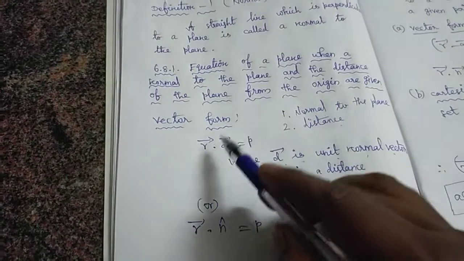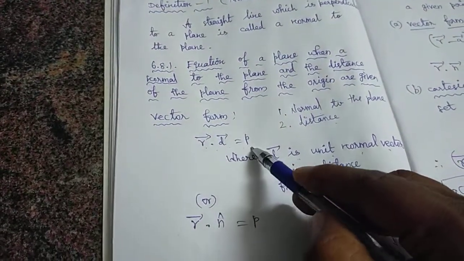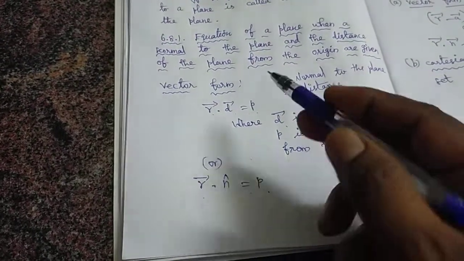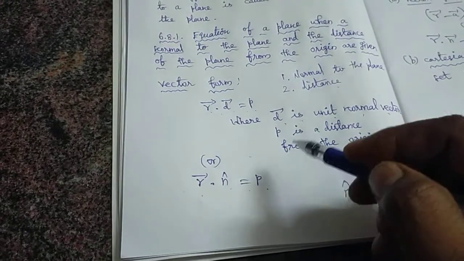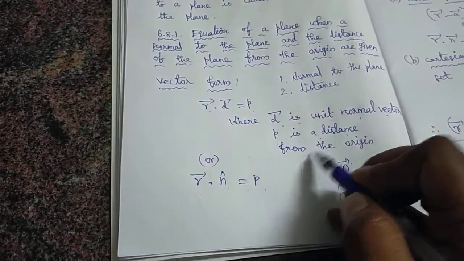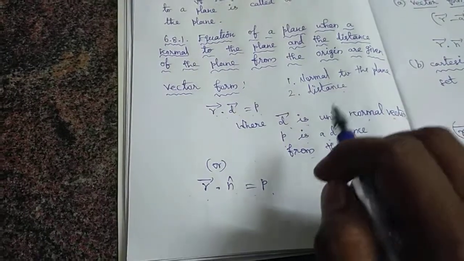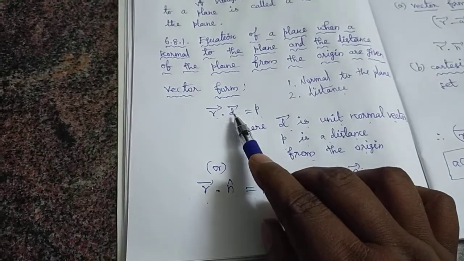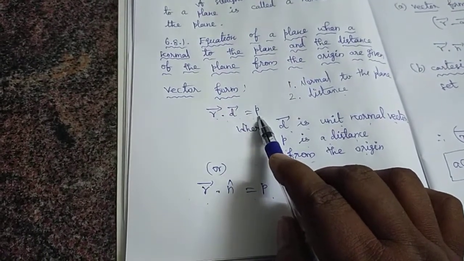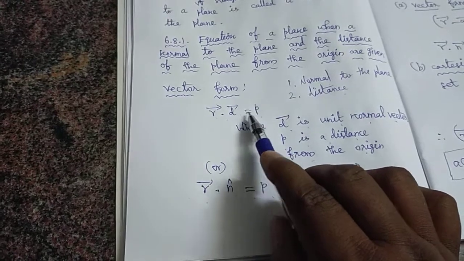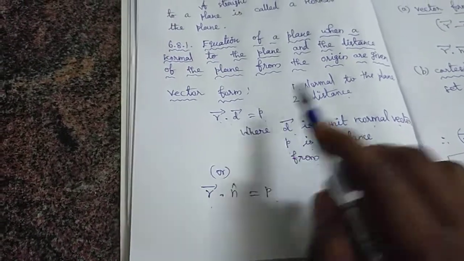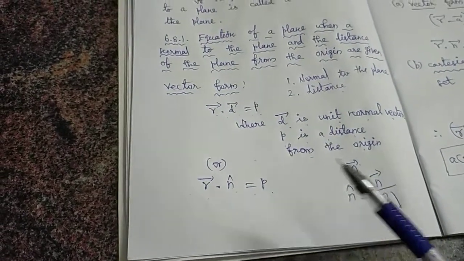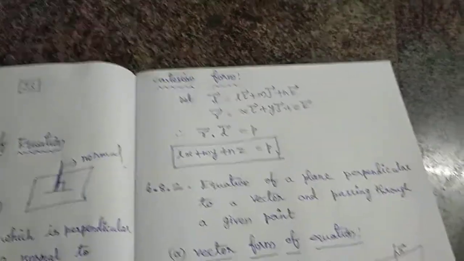So there are two forms: r vector dot d vector equal to p, or r vector dot n cap equal to p. Both have the same meaning. Can you understand, children? P is the distance from the origin. So two values are given in the problem. First one is normal vector, second one is distance. Distance is the P value, d is n cap. N cap formula: n vector divided by modulus of n vector. This is vector form.